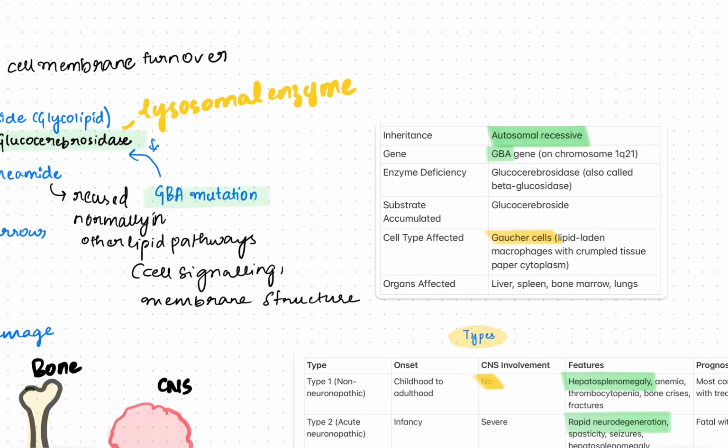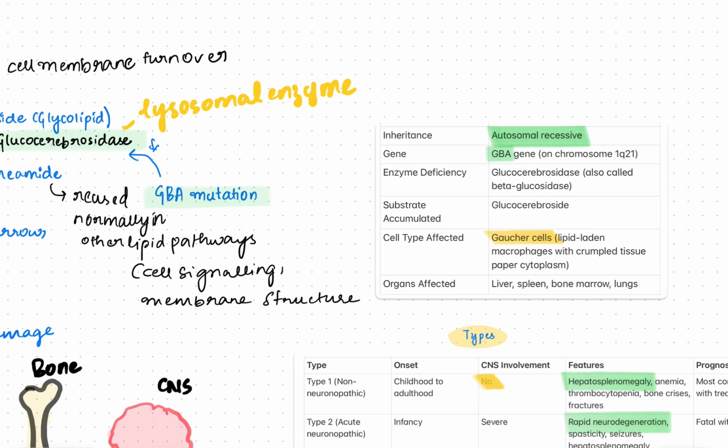The inheritance of this disease is autosomal recessive. The gene affected is the GBA gene on chromosome 1q21. The enzyme deficient is glucocerebrosidase, also called beta glucosidase. The substrate accumulated is glucocerebroside. So we can see cells called Gaucher cells, and these affect organs like liver, spleen, CNS, bone marrow, lungs.